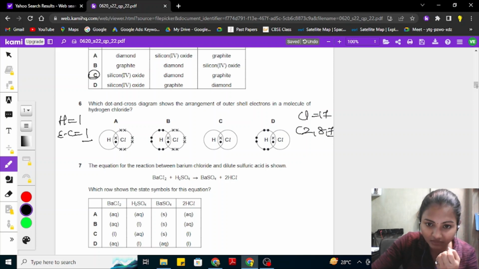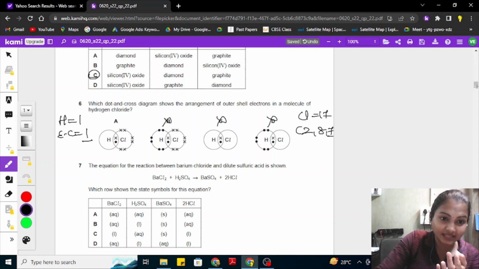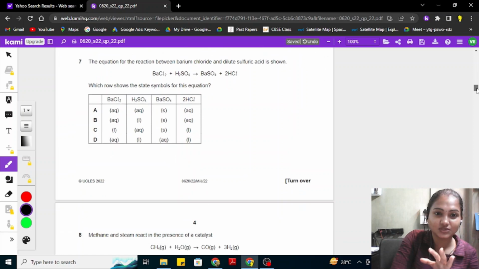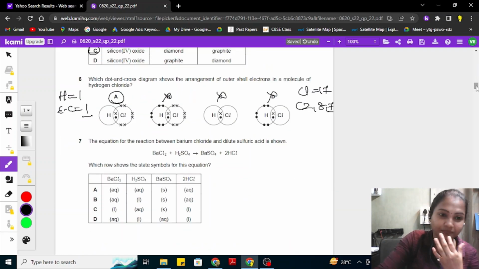Hydrogen having 7, no, this is not. Only 1, not. Hydrogen, chlorine having both 7, 7, no. So our option A is correct. 1, 2, 3, 4, 5, 6, 7 and hydrogen 1. This one is our correct option. Please remember this to solve your MCQ much more strategically so that you don't waste your time.